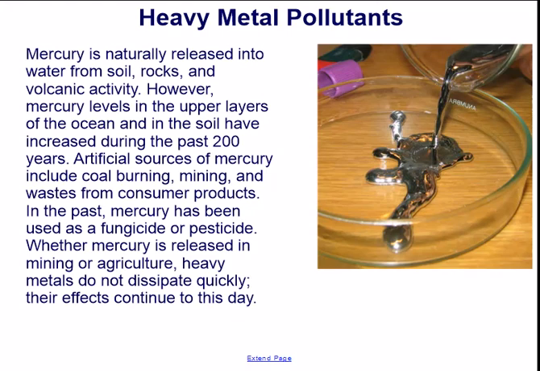In the past, mercury has been used in fungicide or pesticide. Whether mercury is released in mining or agriculture, heavy metals do not dissipate quickly. Their effects continue to this day.